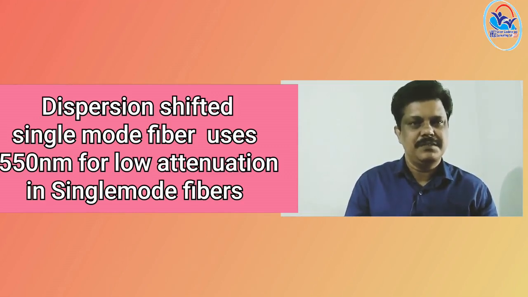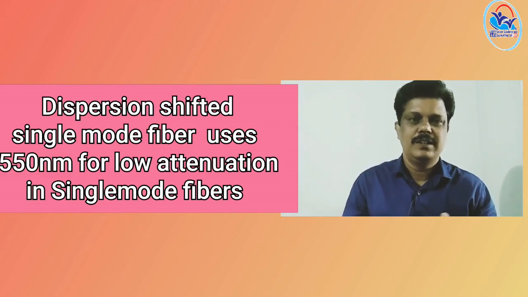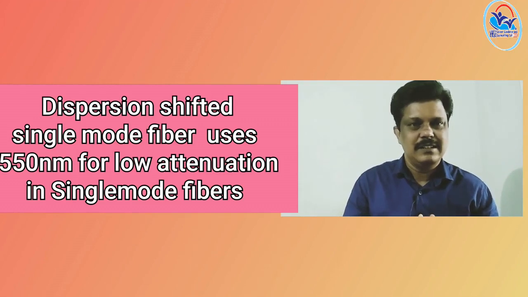The dispersion shifted optical fiber is produced in the case of single mode fiber in order to avoid this limitation. In this case, we can use a wavelength of 1550 nanometer, a very big one, rather than 1310 nanometer. This is an advancement in the case of single mode fiber.